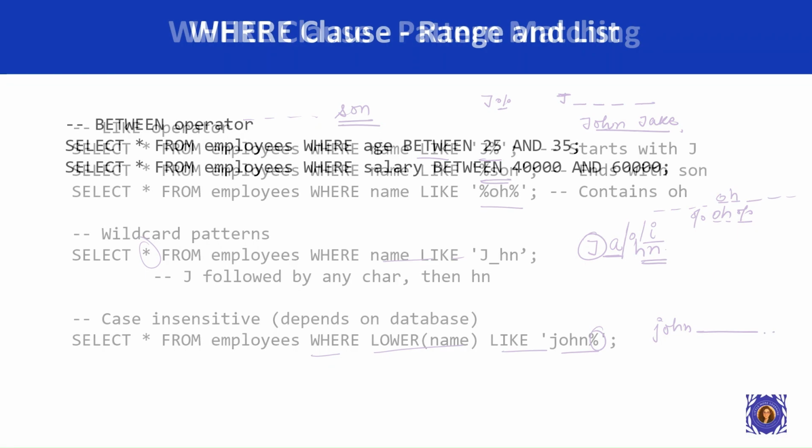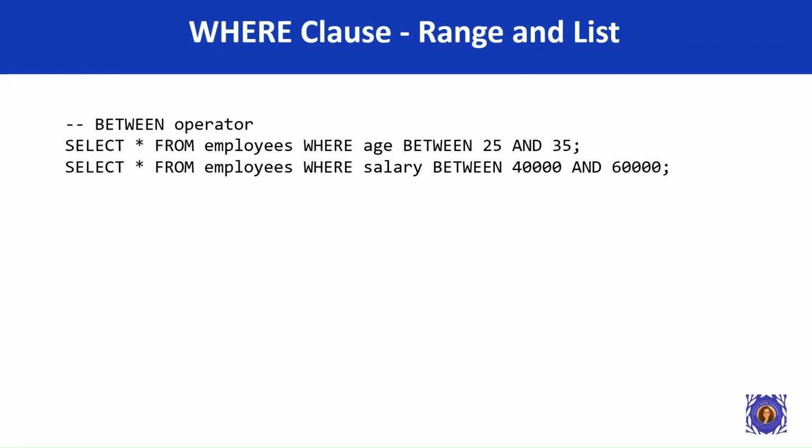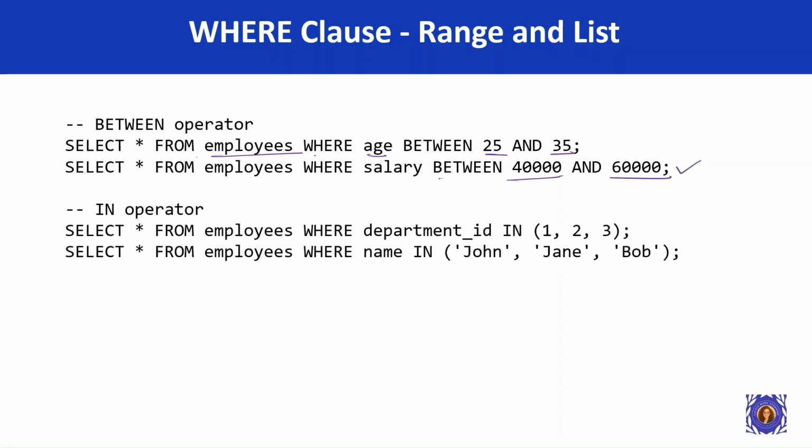Then we have the between operator. That means employees with age between 25 and 35 will be the output of this statement, and for the next, employees having the salary between 50,000 and 60,000 will be the output. Then we have the in operator that basically specifies the range, that department ID should be 1, 2 and 3 for the output to be true, and similarly for the names it should be John, Jane and Bob.